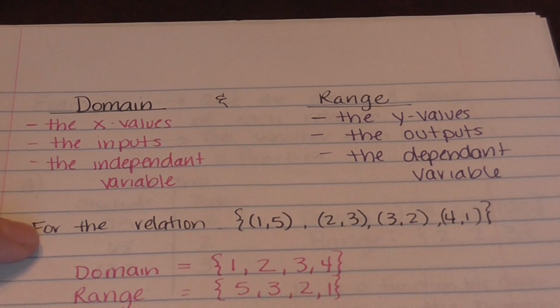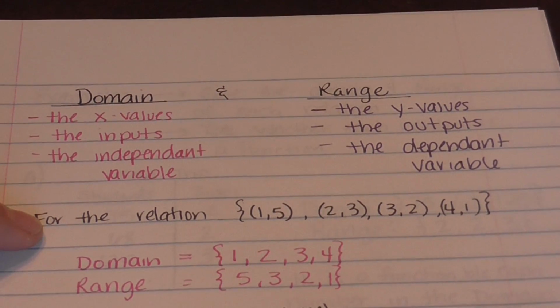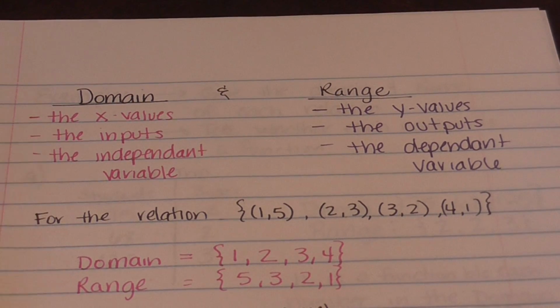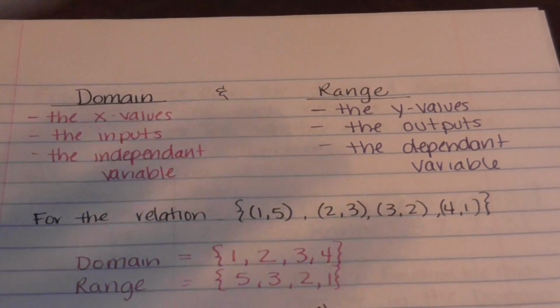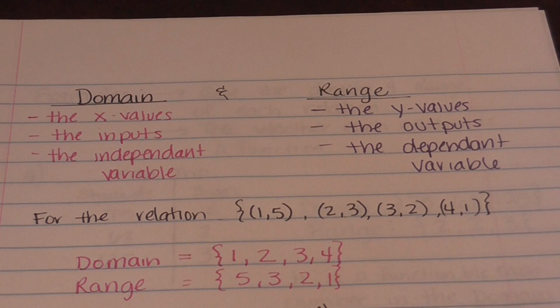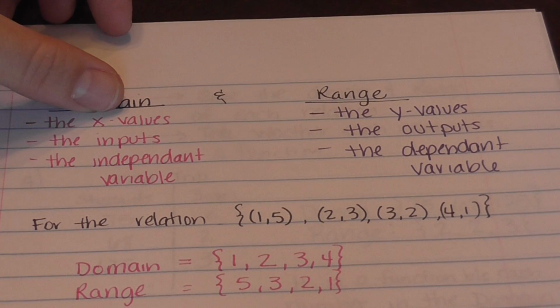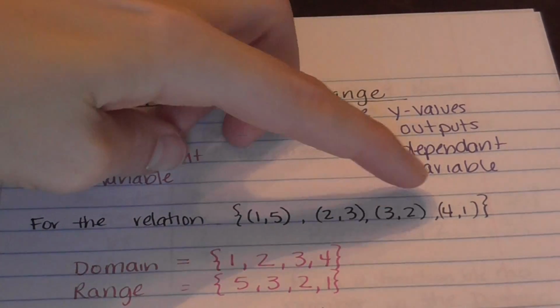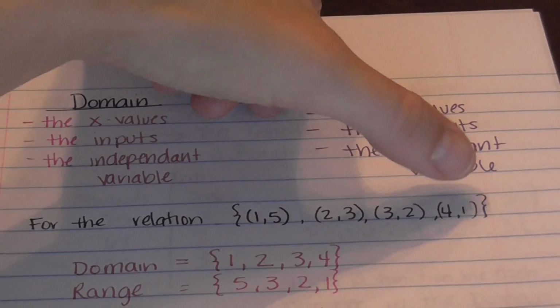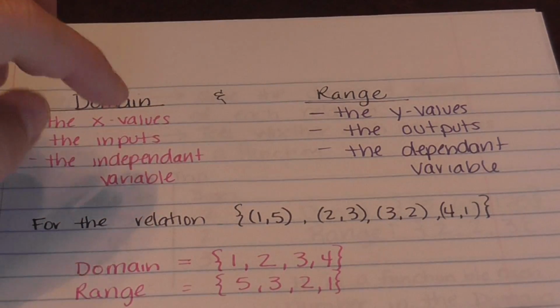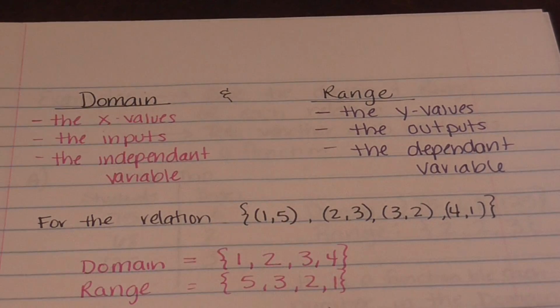So if we go back to that relation that we were using, (1, 5), (2, 3), (3, 2), and (4, 1), the domain is all of the, well, I can't really look at this and see it as inputs or independent variables, but I can look at it and see it as X values. The X is the first one. So my domain would be 1, 2, 3, and 4, all of the X values from the ordered pairs. The range would be all of the Y values from the ordered pairs.